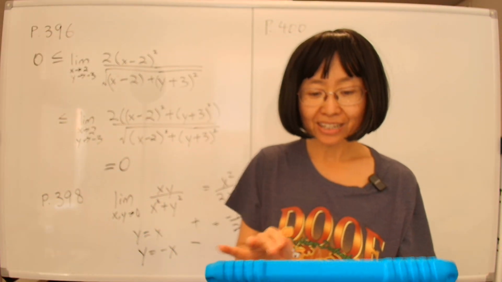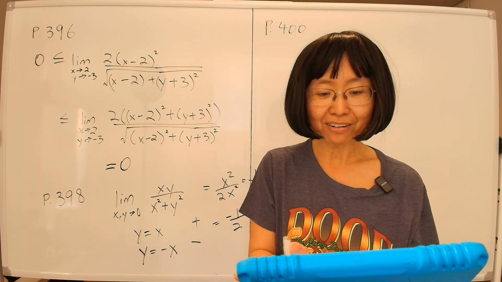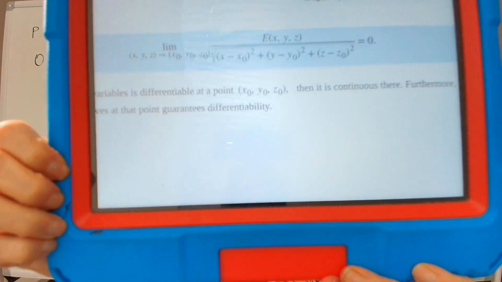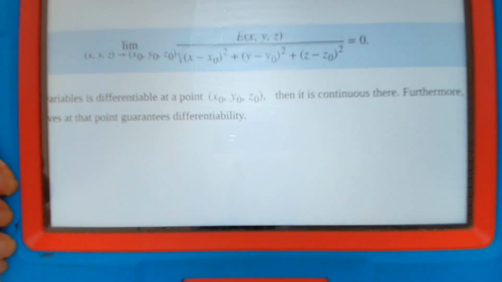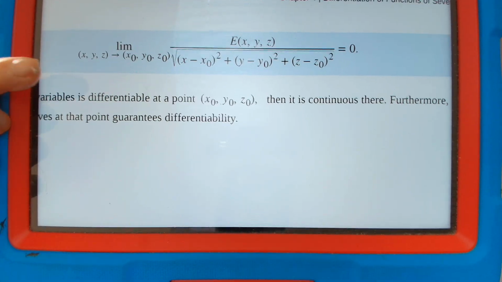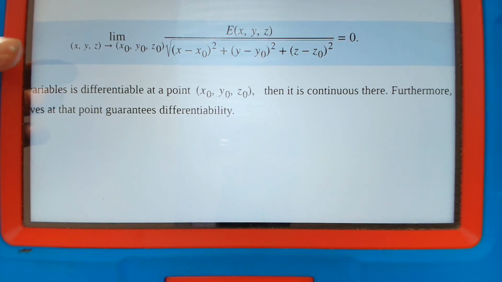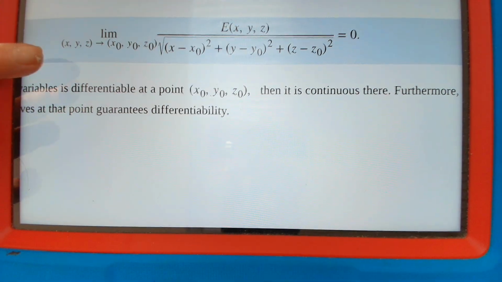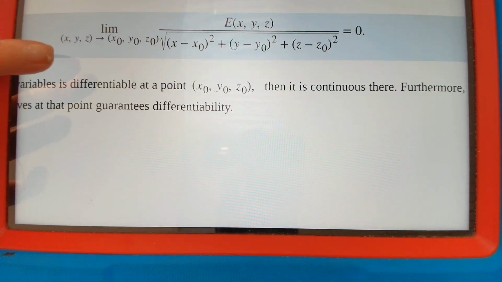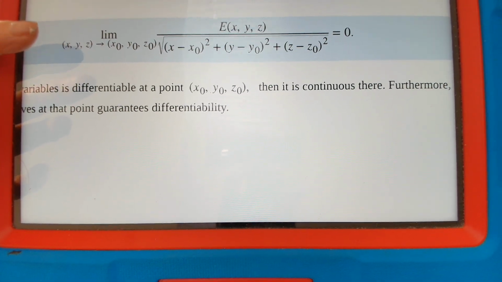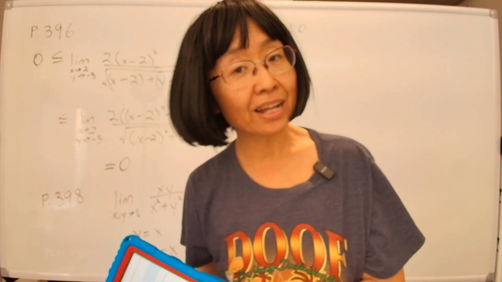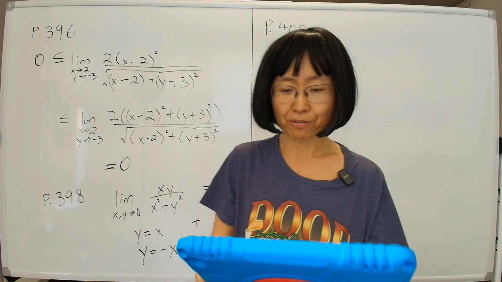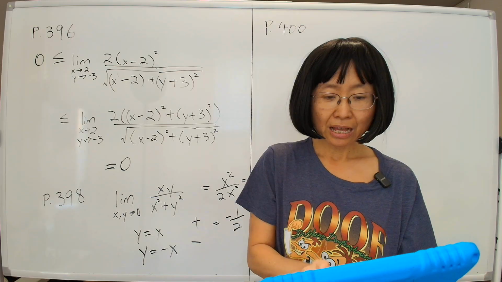and then you add the error, and guess what the error is? It looks identical to the other error, except you have a 3rd variable and a 3rd term to stick on the bottom. You have the Pythagorean theorem in 3 variables. So as x, y, z go to the point and you do the division, if this limit goes to 0, then your function is differentiable.